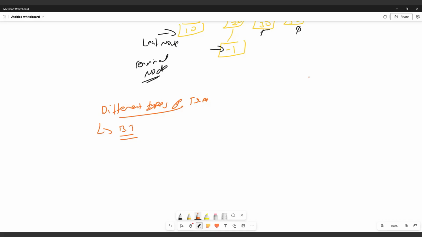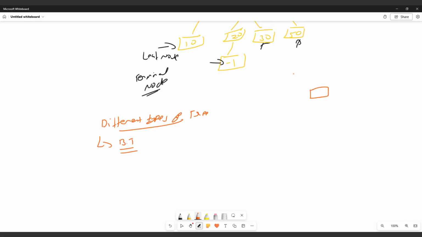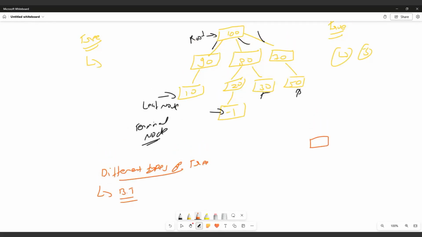So class, what is a binary tree? In this tree, how many children does the root node have? Darshan says the root node has three children: one, two, three. So in this tree, my root node has three children. This node has one child, this node has two, this node has one, and this node again has one.